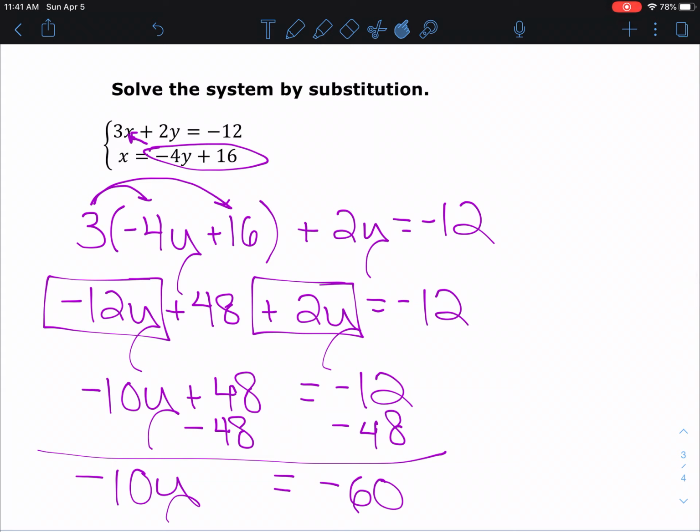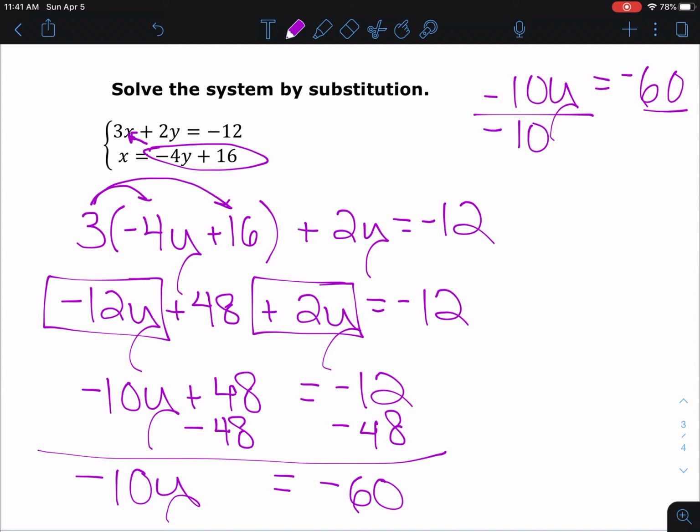So we have negative 10y equals negative 60. And lastly, I need to divide by negative 10 on both sides to solve for y. So that would give me y equals 6. Negative divided by a negative there, be careful with your signs, is positive there, so y equals positive 6. All right, so now I've got y.